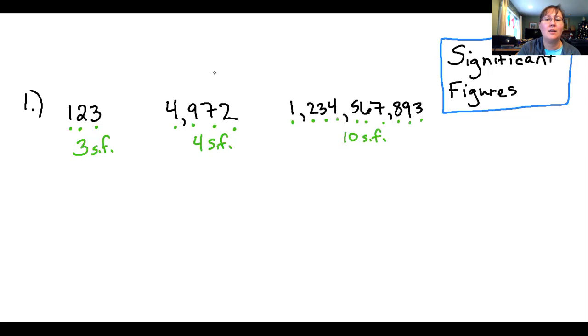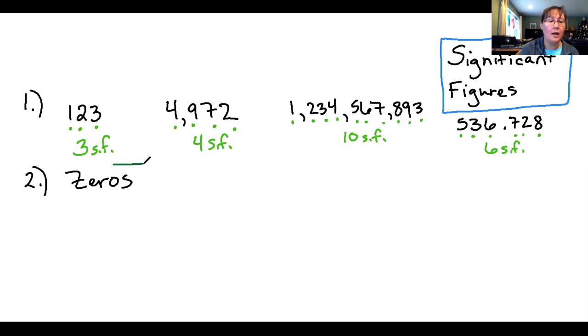Okay, let me toss one more in there. Let's say that we have 536.728. This one will have 6 significant figures. That's the easy part. Okay, so if that's the easy part, what's the hard part? The hard part are zeros.